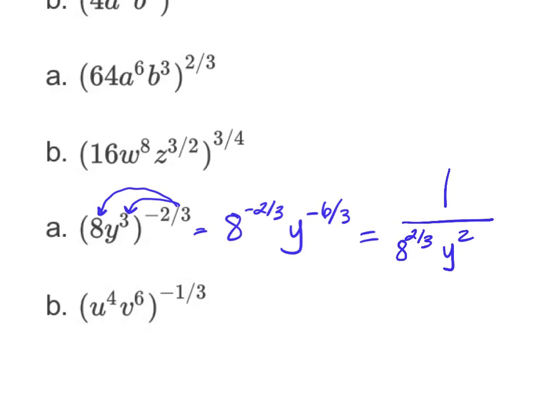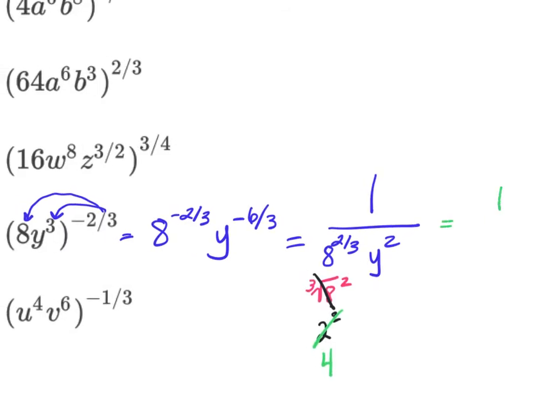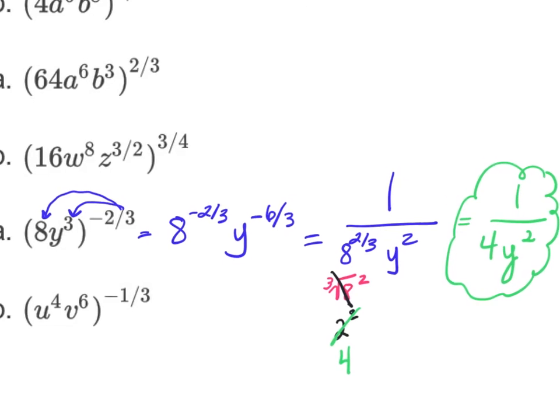Well, do you agree with me that that's the same thing as saying the cube root of 8 squared? Agreed? Okay, what's the cube root of 8? 2. And 2 squared is? 4. So this is the same as saying 1 over 4y squared. Take your time, step by step.